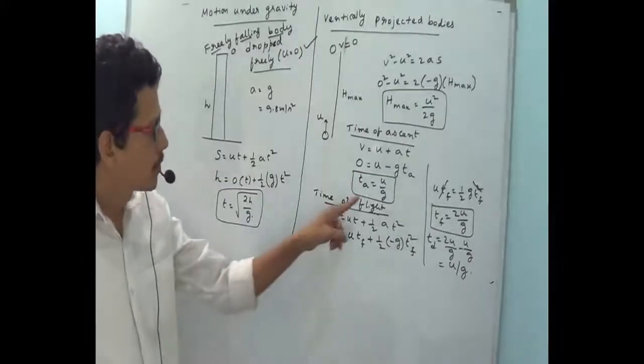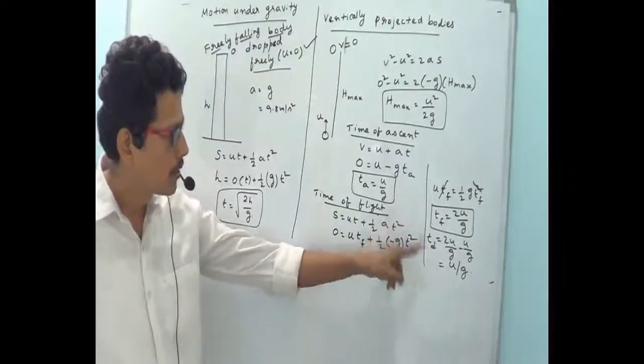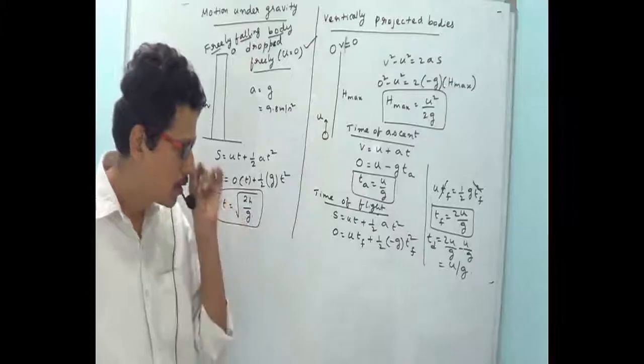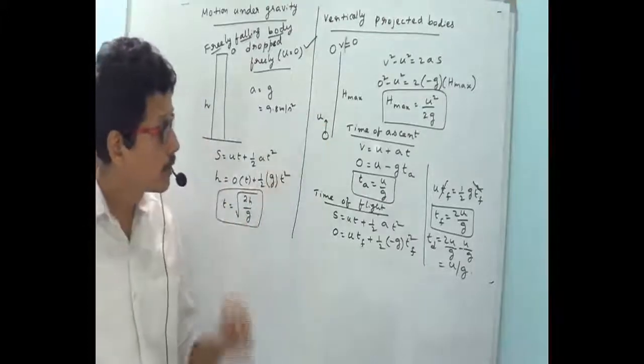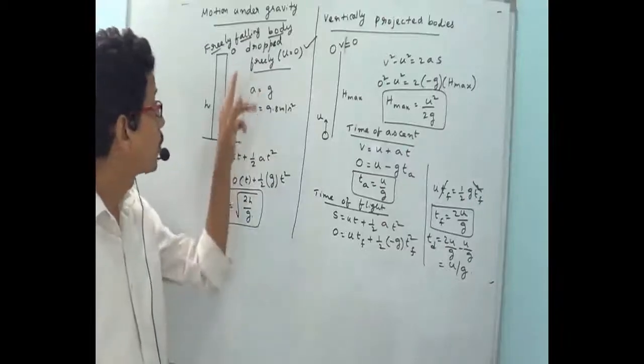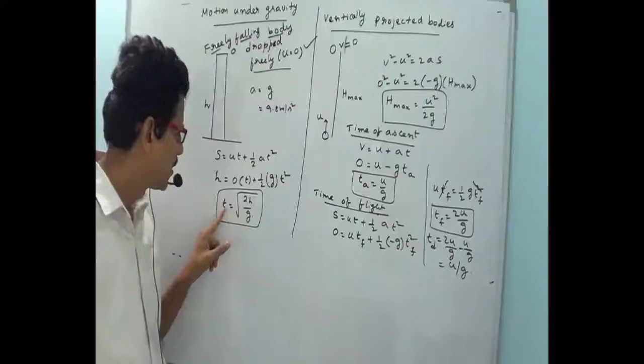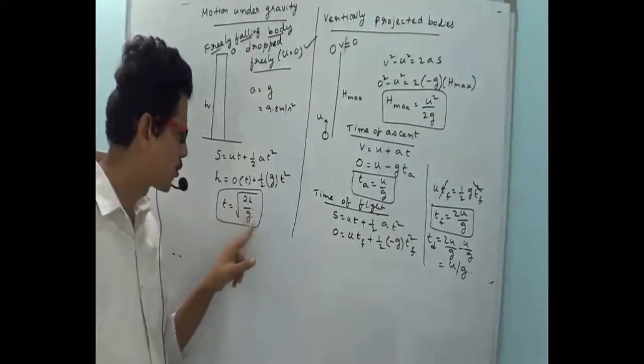You need to remember this is time of ascent, time of flight, and this is time of descent. Time of ascent and time of descent are the same. And what is maximum height? u square by 2g. And if a body is dropped from the top of a building of height h, then time of descent is root over 2h by g.